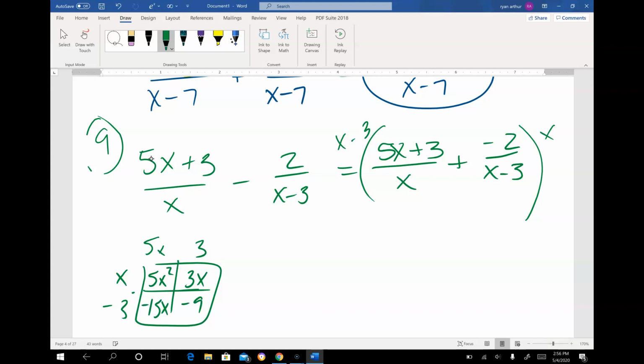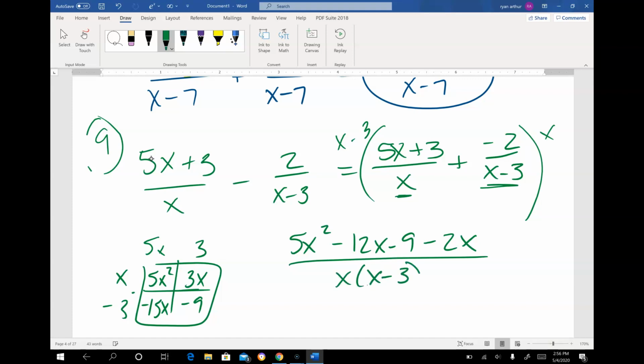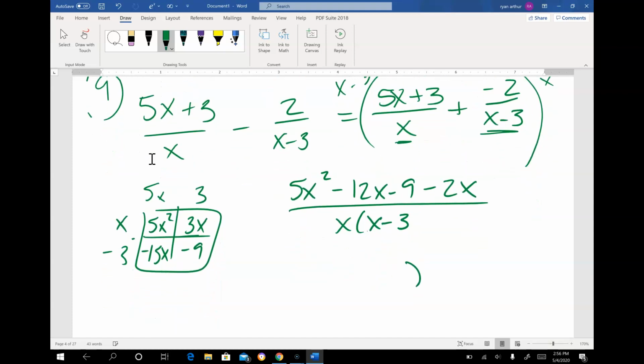So now I'm going to have 5x squared minus 12x minus 9. The next one I'm just going to say negative 2 times x, which is negative 2x, all over your common denominator, x times x minus 3. Clean up the numerator. Been making too many videos, my computer's going crazy.